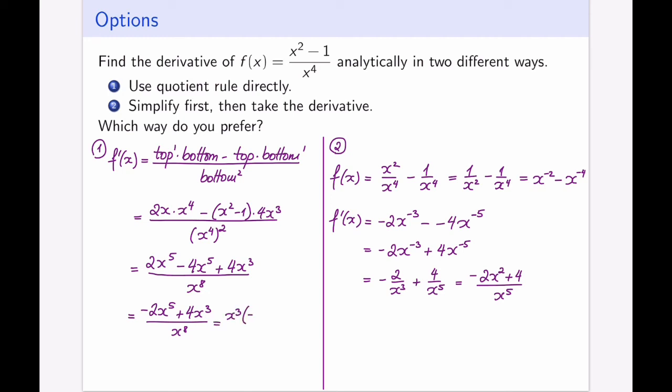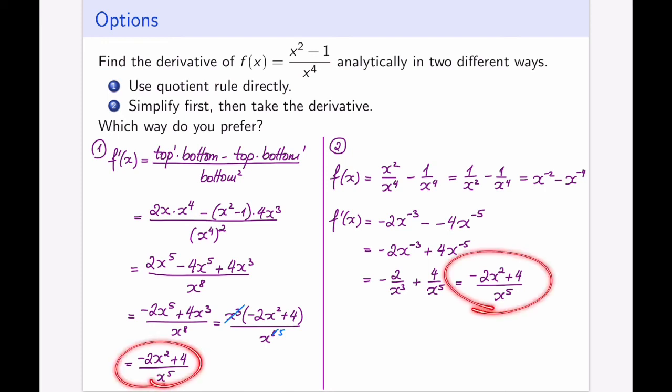If I take out x cubed, I'm left with 2x squared plus 4 divided by x to the 8th. And now I can cancel out some of the powers, which will finally bring me to minus 2x squared plus 4 divided by x to the 5th. And this is excellent news because this is exactly the expression I had before in the other way. The actual approaches might be different, but of course the answer better be the same if simplified far enough.